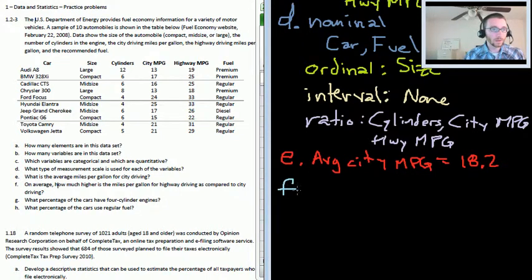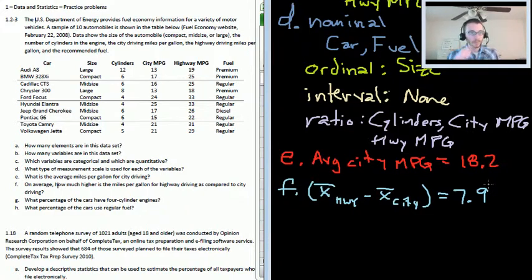Part F. I'm going to use abbreviations here. X bar highway minus X bar city equals 7.9. That's the difference. And that's just a short, X bar is a short way of saying a sample mean. It's a symbol for sample mean, and I have these little subscripts to indicate what I'm talking about.